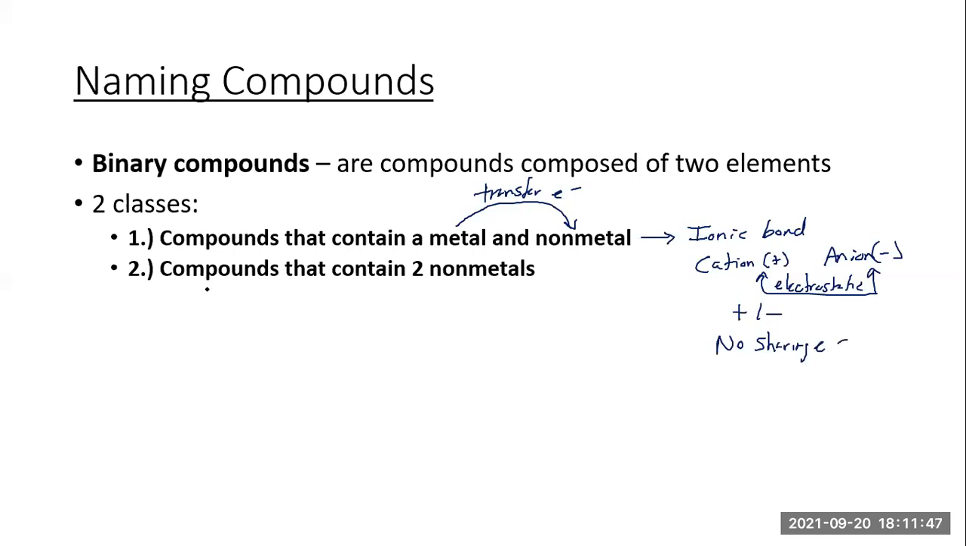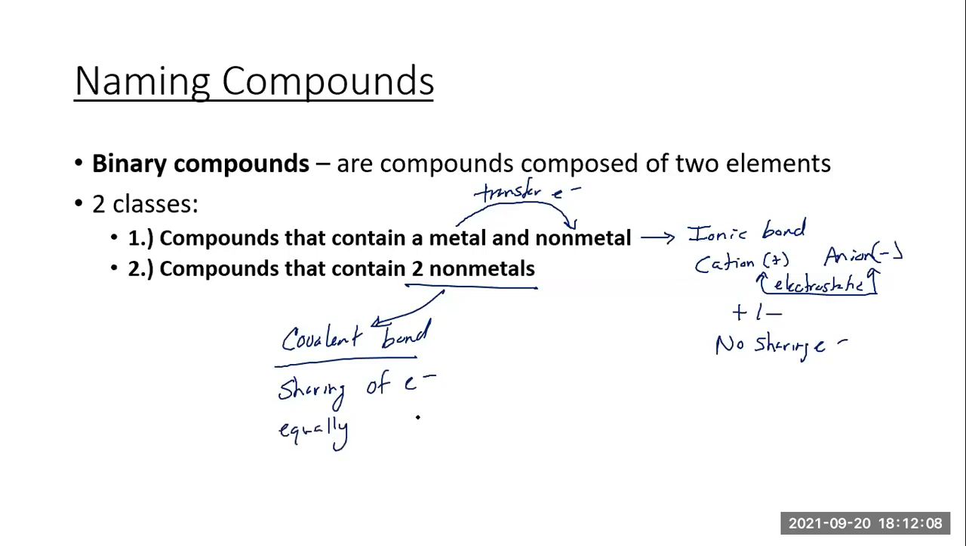That is different than compounds that contain 2 nonmetals. When we have 2 nonmetals, this is what is referred to as a covalent bond. Different than an ionic bond, it's actually sharing of electrons here. Those electrons may be shared equally or unequally, and we'll talk about that in this chapter as well. But there's some aspect of sharing of electrons, which holds that thing together.